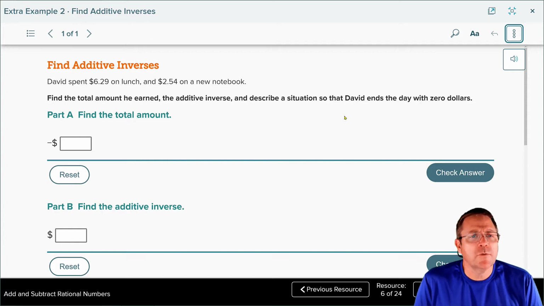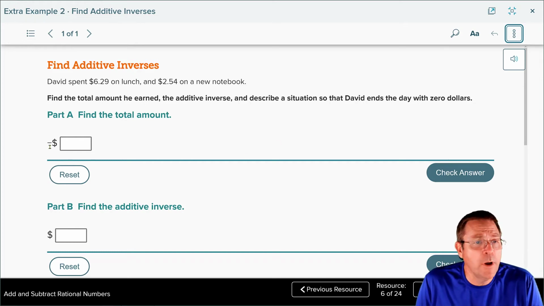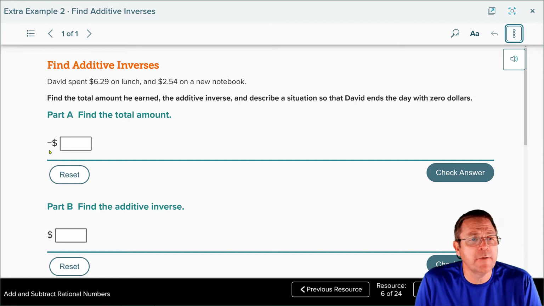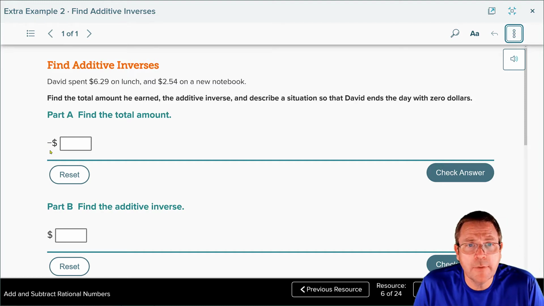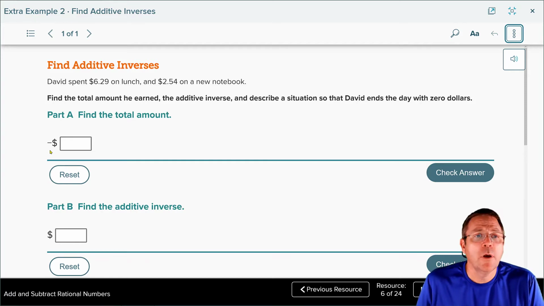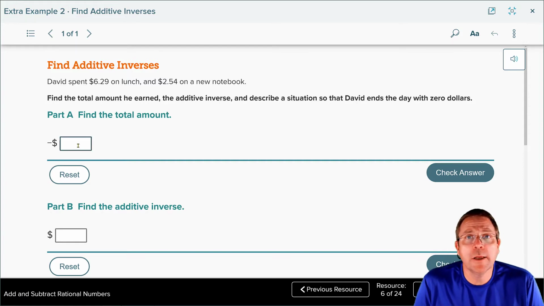David spent $6.29 on lunch and $2.54 on a new notebook. Find the total amount he earned, the additive inverse, and describe its situation so that David ends the day with $0. First off, it says find the total amount. I want you to notice they already have a negative sign here. The negative sign's in the front because he spent money, that means it's going out, on both lunch and a new notebook. So whatever number we come up with here, it's going to be negative.